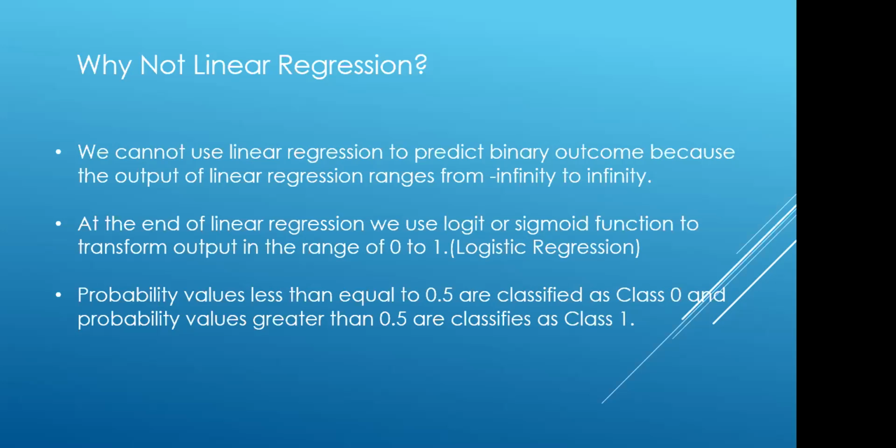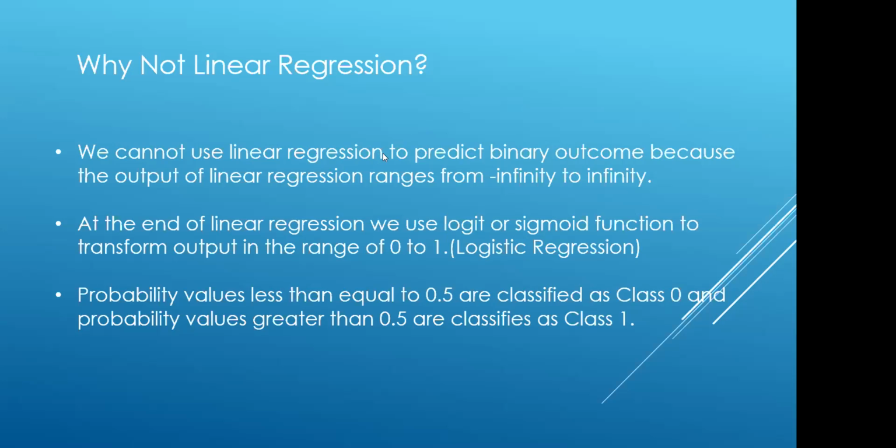But if you want to build a model that predicts 0 or 1, like a binary outcome, you can use logistic regression. It is the same as linear regression, but we change the value of the outcome. We use functions like logit and sigmoid to transform the output into the range of 0 to 1. Once you get 0 to 1, you can classify things as 0 or 1.